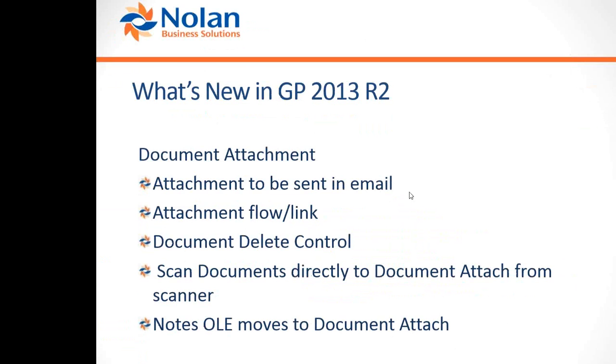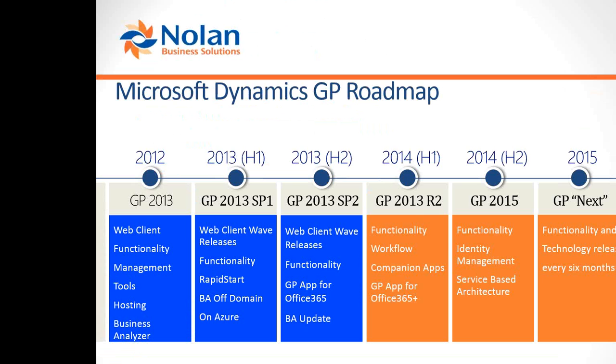that's the document attach. As I mentioned at the beginning of the session, we'll just talk briefly about the roadmap. So GP2013 came out in 2012, and the web clients and additional functionality were the big wins in that product. SP1 brought across some wave releases. Wave releases is Microsoft's terminology for bringing on modules into the web clients. So they introduced project accounting, contract billing, etc. into the web client in those releases and added in more functionality as they went along.